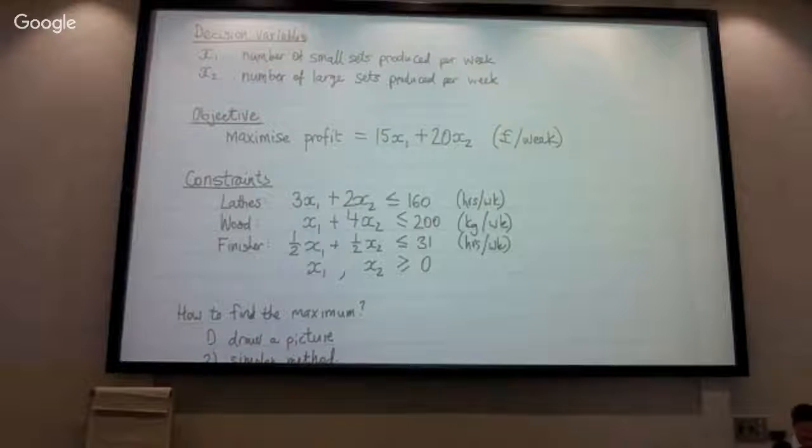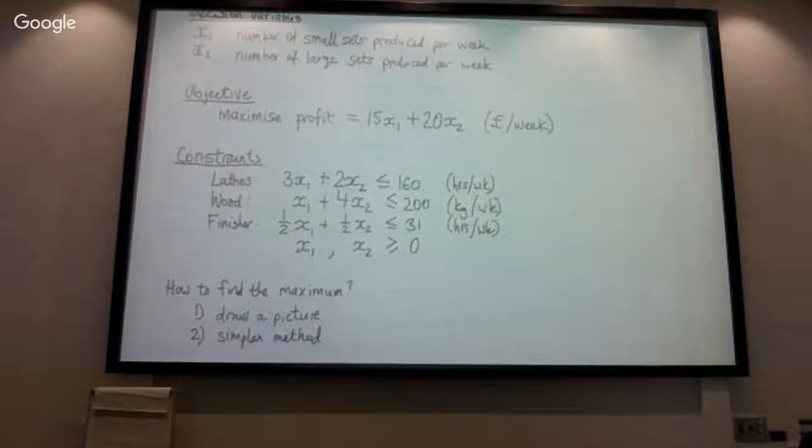But there are actually 3 what I call functional constraints, so the top 3, and then there are the 2 constraints that both x1 and x2 have to be greater than or equal to 0. Now, how do we solve a problem like this? I promised you 2 methods, and I haven't given you one yet. And the first one is to draw a picture.